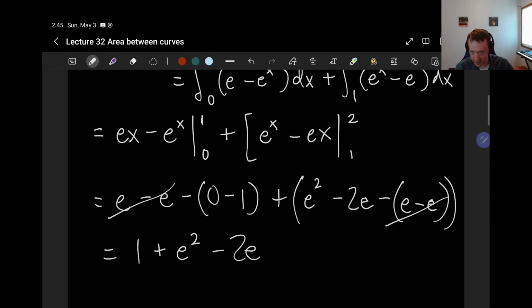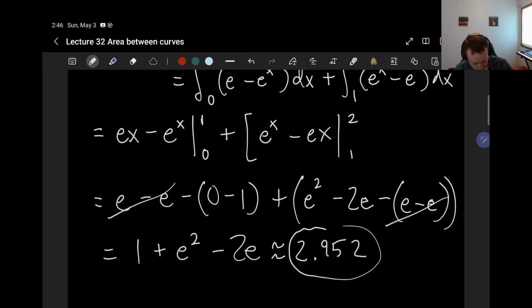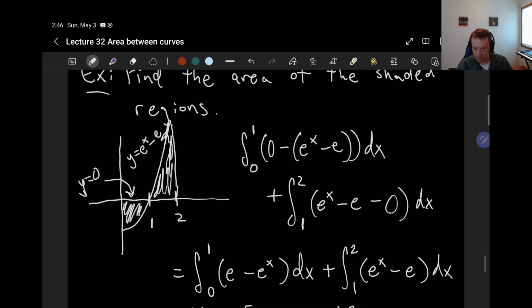So that's an exact answer, but Pearson will often ask you to approximate. So we'll do that to 3 decimal places. Should be about 2.952. So almost 3 square units will fit in that shaded area.